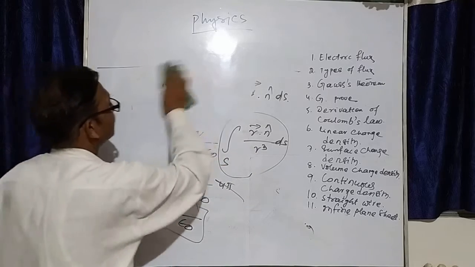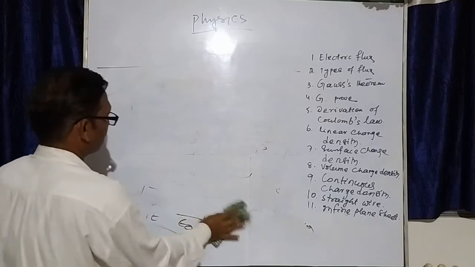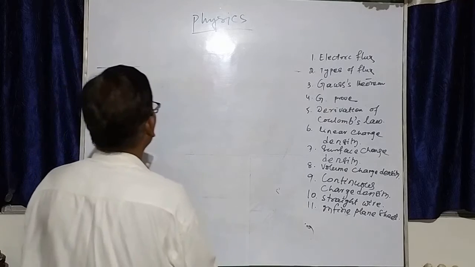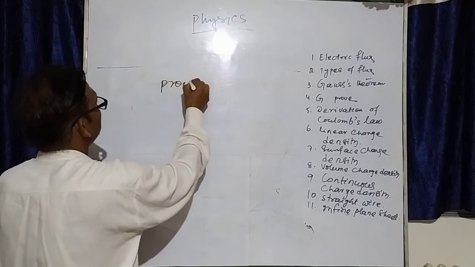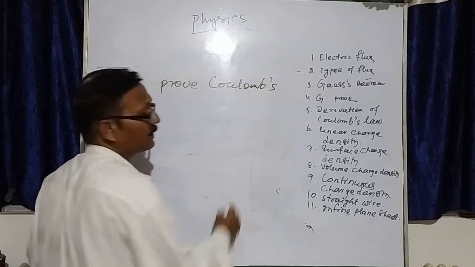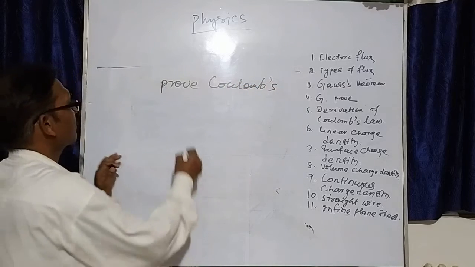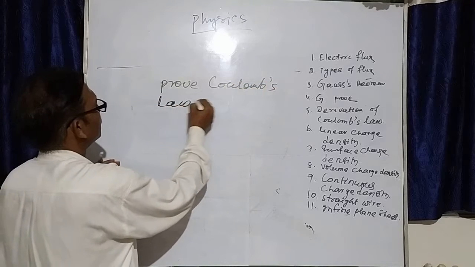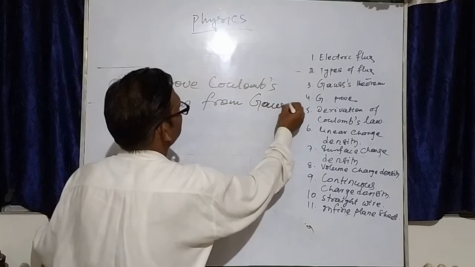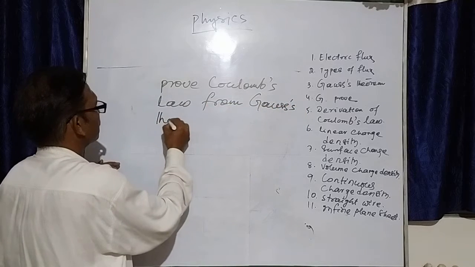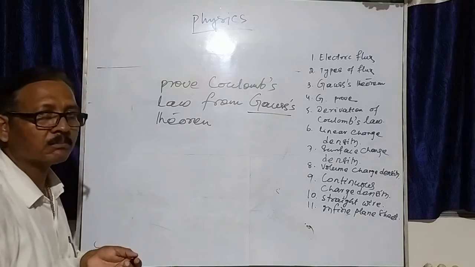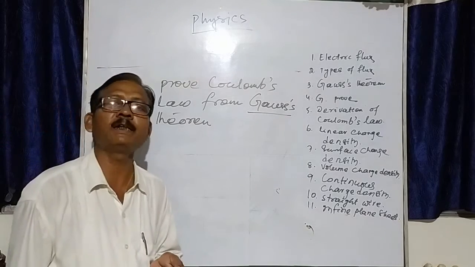Next, we'll discuss how to prove Coulomb's law from Gauss theorem. Prove Coulomb's law in electrostatics from Gauss theorem. What is the meaning? You apply Gauss theorem to prove Coulomb's law in electrostatics.